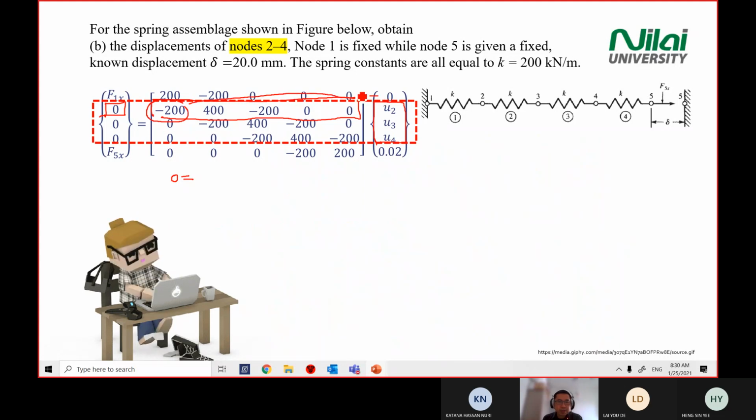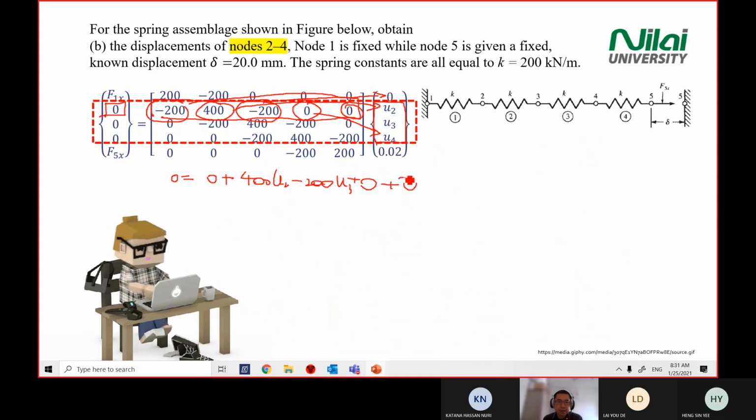Of course, the first one is 0. This one has to match with the first one, so 0 plus, take the 400 times the second one, so you get 400 U2. Take the third one, negative 200 U3. Take this one times this one, 0. This one 0 times this one 0. So the first equation gives you 0.